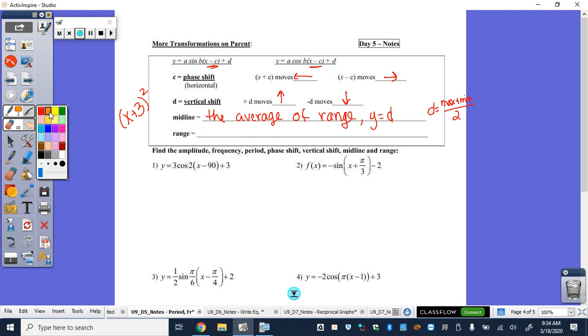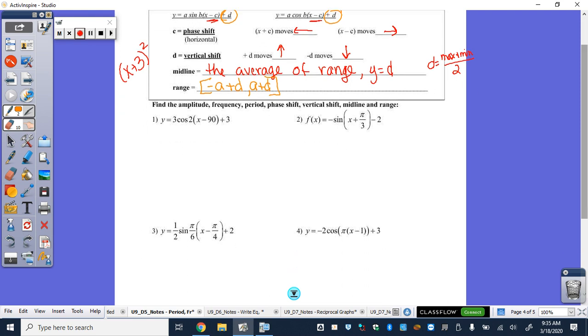Now, if you do have a vertical shift up or down, it does affect your range. So it would be your negative amplitude plus whatever d is at the end, and then positive amplitude plus that same d value. You would add those to it. Now, if d were negative, you'd add a negative to them. If d is positive, you just add positive to it.